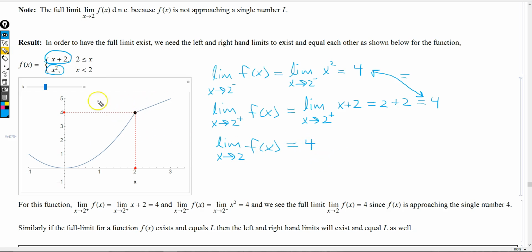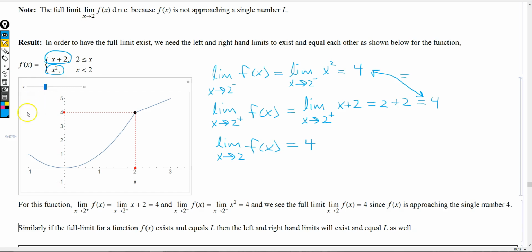We can also see this graphically over here. Here's the graph of what this function looks like. Notice as x is approaching 2 from the right, f of x is approaching 4. And from the left, f of x is approaching 4. That red dot is right on 4 now. And so, it also seems like our full limit should be 4, because no matter how we approach 2, we're approaching the same number. It's a single number. And so our full limit is the same as our left and right hand limits. And that's because our left and right hand limits exist and are the same number.